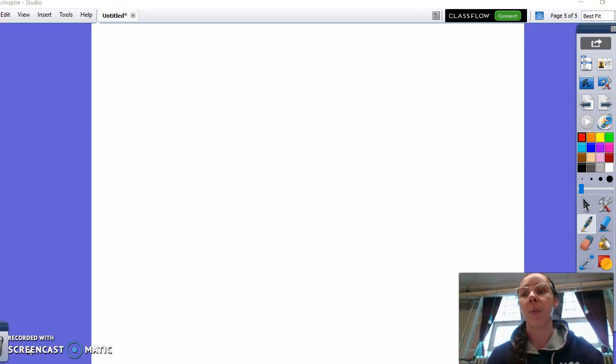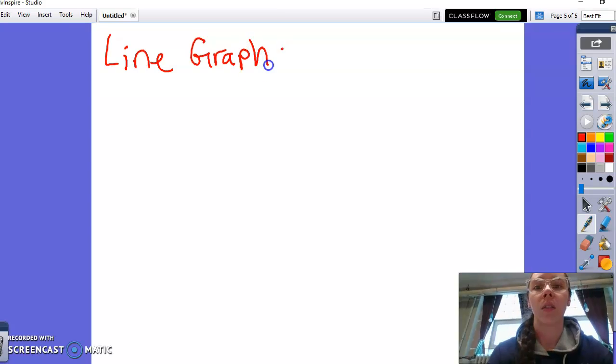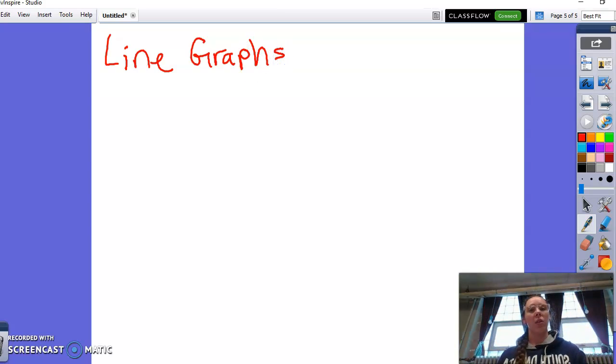Grab your math notebooks and your pencils and add line graphs to your table of contents with your page number. And as you're doing that, you might be thinking, Mrs. Graber, we've already talked about these. And you're sort of right. We talked about line plots, which were the ones with a straight line and then the x's above different numbers.